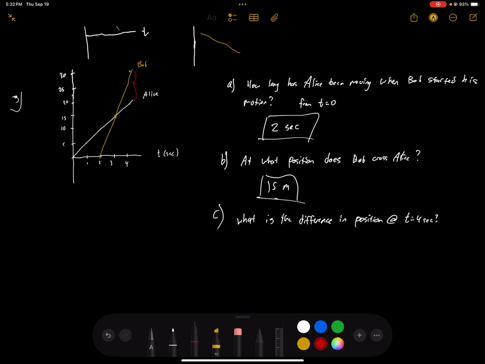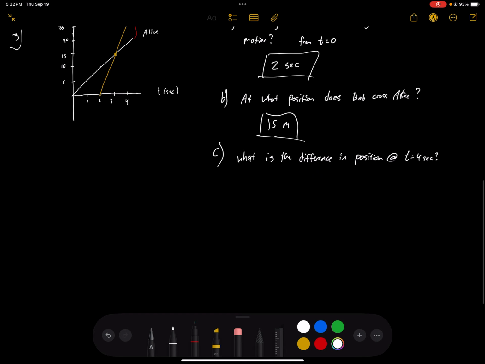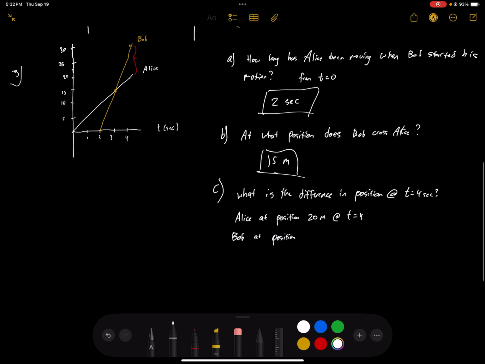Well, I see that Alice is at roughly 20. So Alice is at position 20 meters at t equals 4. And then Bob is at position 30 at t equals 4. Oops, I said 4 equals. T equals 4.